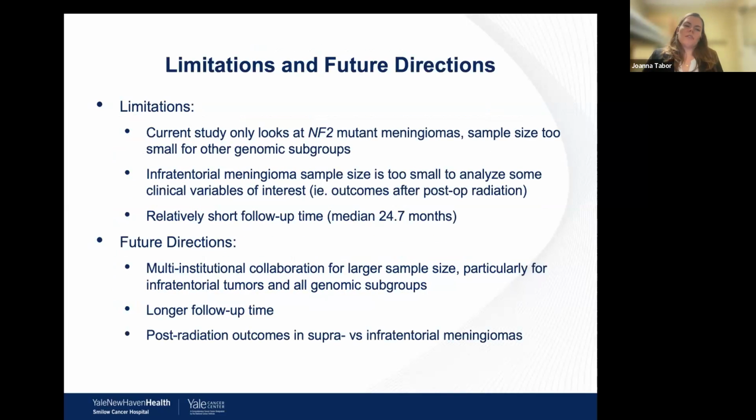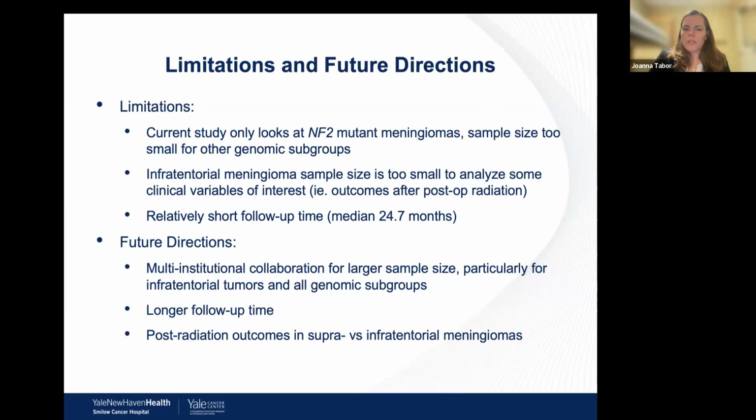So some limitations of our study is, of course, that we only looked at NF2 mutant meningiomas. This was mostly due to the sample size. So we only had the 26 infratentorial, despite a large database of over 670 meningiomas that we have. So some things we're looking to do in the future is to have a multi-institutional collaboration for larger sample sizes so that we can include the other genomic subgroups and see if this difference also occurs there.